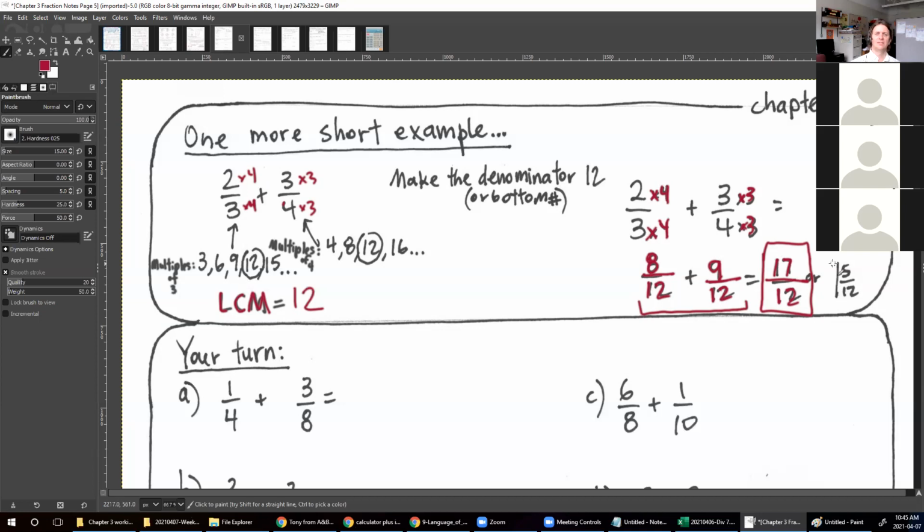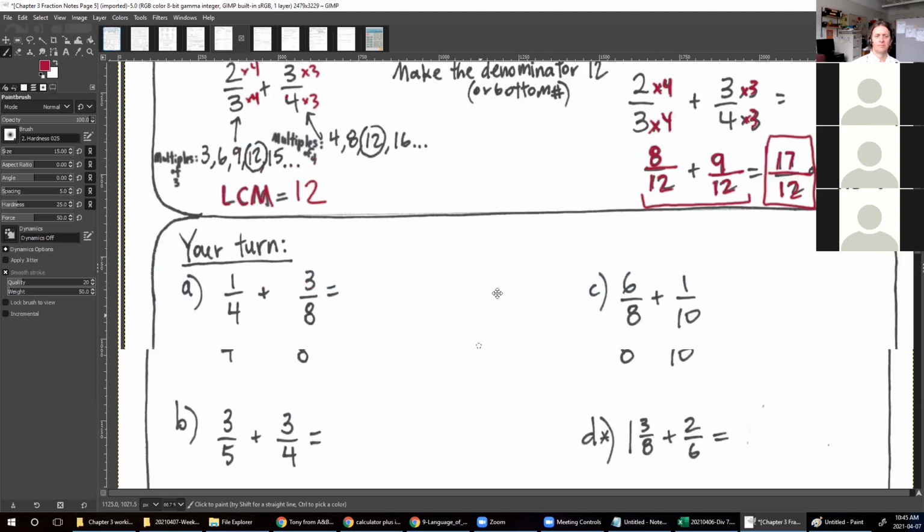Often you'll see instructions in the example saying, please leave it in mixed, or please leave it in simplified, or something like that, which is what we talked about in the first couple pages. I'm going to be pretty relaxed about that. I just want you guys to understand these concepts.